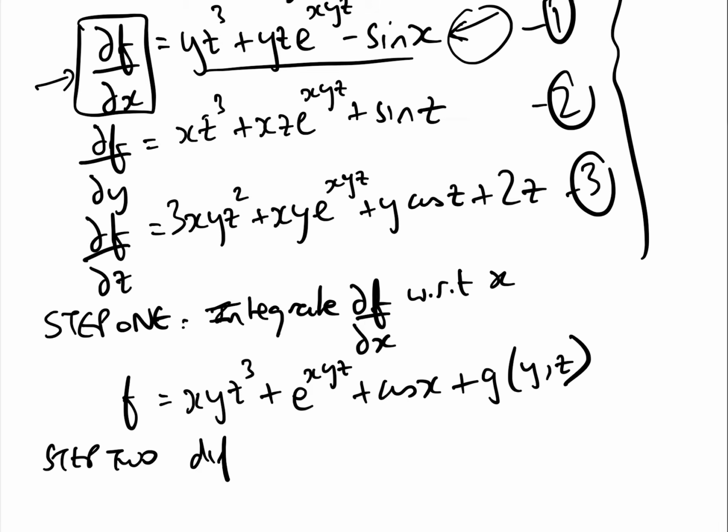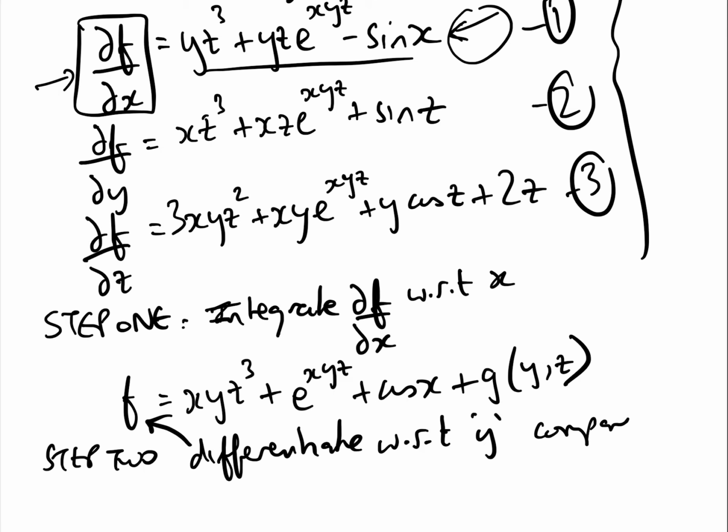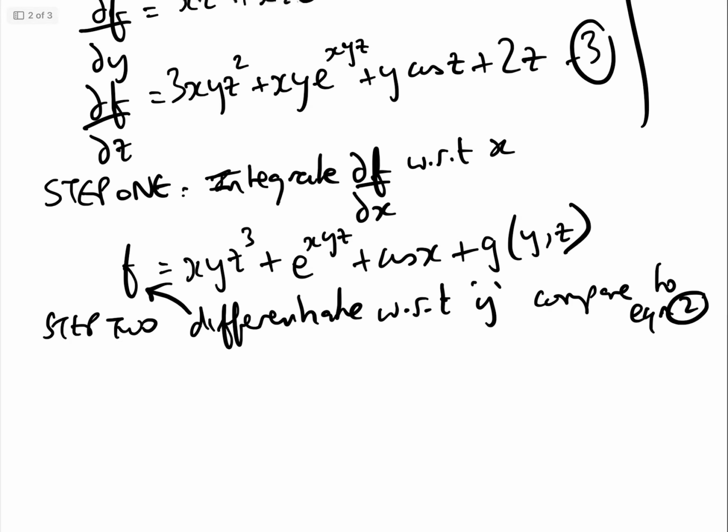Okay, so now step two is we are going to differentiate that with respect to y, and then we are going to compare it to equation 2 up here. So basically, let's have a look. So we've got F here, and now we're going to differentiate what we found there. We know that that is basically what F is. We're going to differentiate it partially with respect to y.